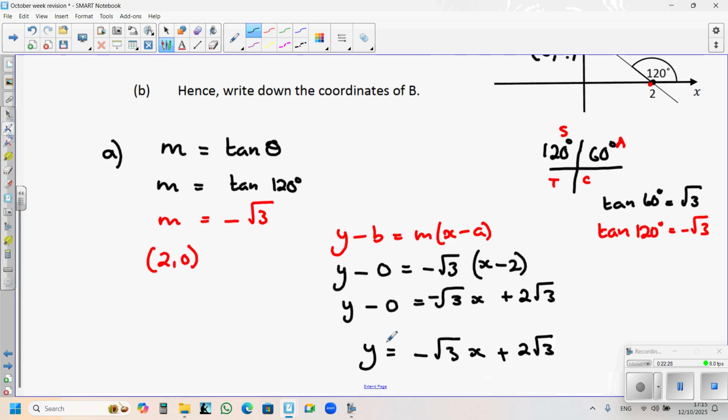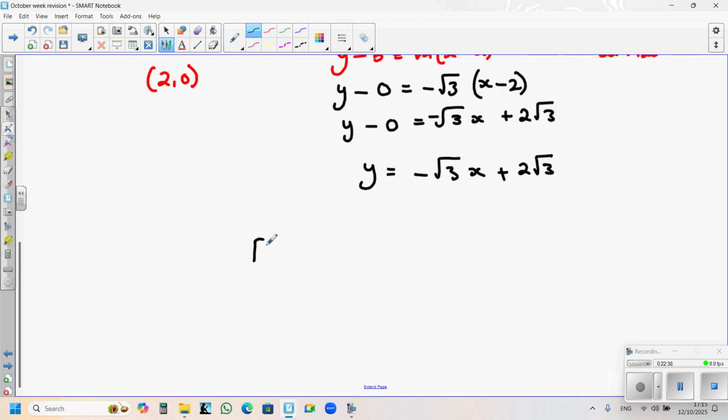That equation there is in that format. y is equal to mx plus c. So c must be 2 root 3. So the coordinates of b are (0, 2 root 3). Now, if you forget that that's your c value, you know that x is 0, so y is equal to minus root 3 times nothing, which is nothing, plus 2 root 3, and that gives you your same answer.